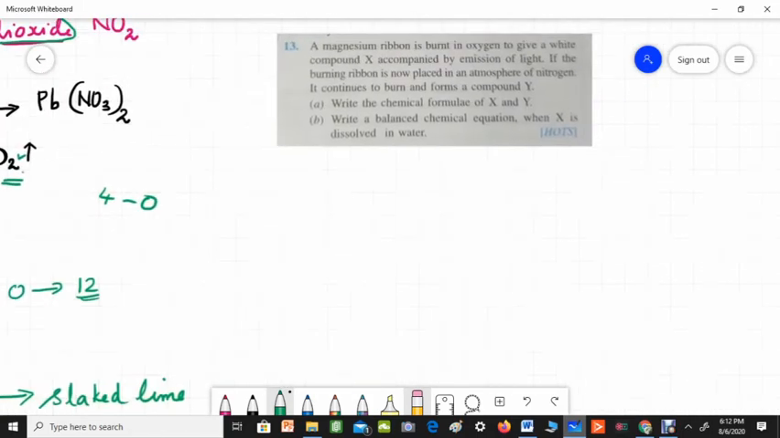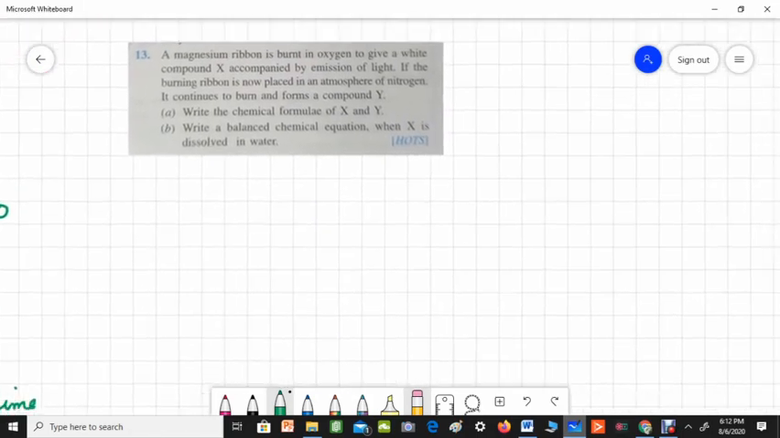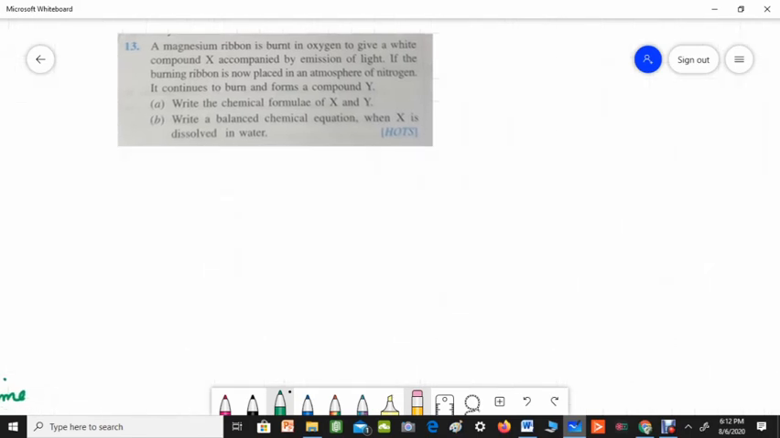Now we can try one more question. That's a higher order thinking skill question. A magnesium ribbon is burnt in oxygen. Mg plus O2 gives a white compound X. So what is this white compound? You already know that it is magnesium oxide, MgO, formed with the emission of light.